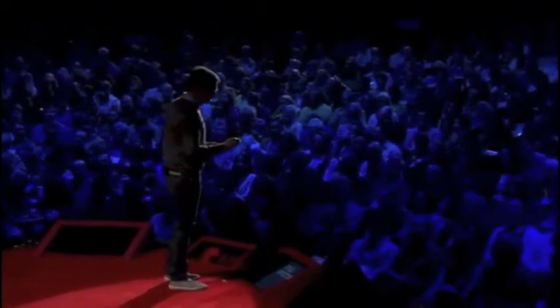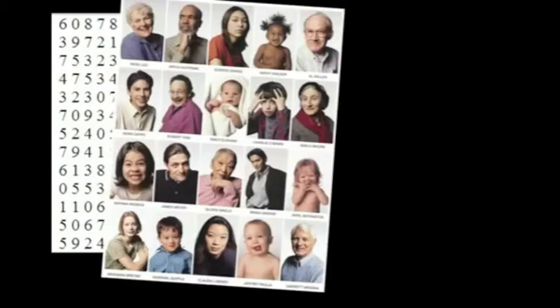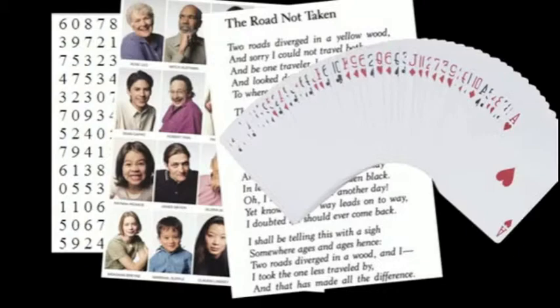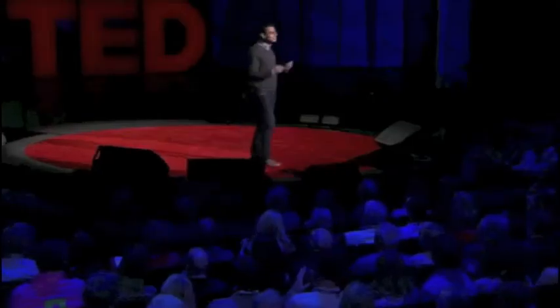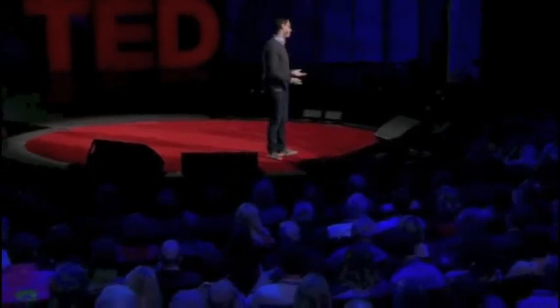They were memorizing hundreds of random numbers, looking at them just once. They were memorizing the names of dozens and dozens and dozens of strangers. They were memorizing entire poems in just a few minutes. They were competing to see who could memorize the order of a shuffled pack of playing cards fastest. And I was like, this is unbelievable. These people must be freaks of nature.